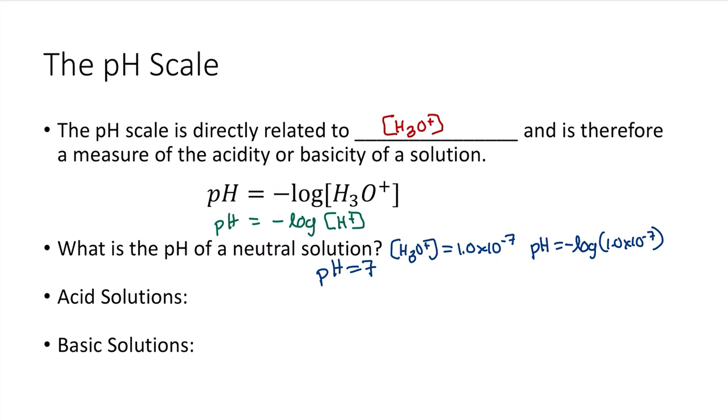Well, for a neutral solution, your pH is going to be equal to 7. If you have an acidic solution, then the pH is going to be less than 7. If you have a basic solution, the pH is going to be greater than 7.